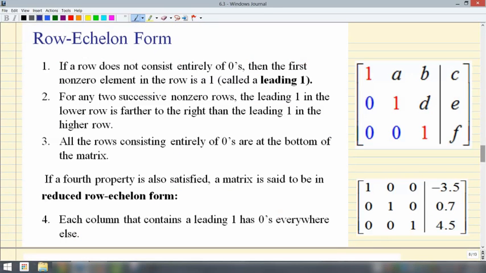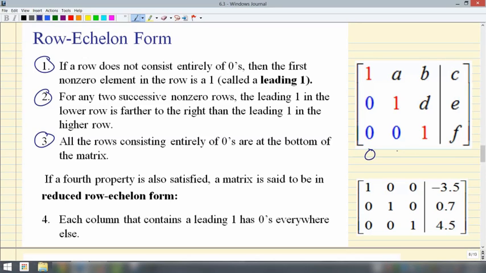And here's how you set up things in row echelon form. Number 1, if a row does not consist entirely of zeros, then the first non-zero element must be a 1. Number 2 says, for any two successive non-zero rows, the leading 1 in the lower row is farther to the right than the leading 1 in the higher row. Rule number 3, all rows consisting entirely of zeros are at the bottom of the matrix.